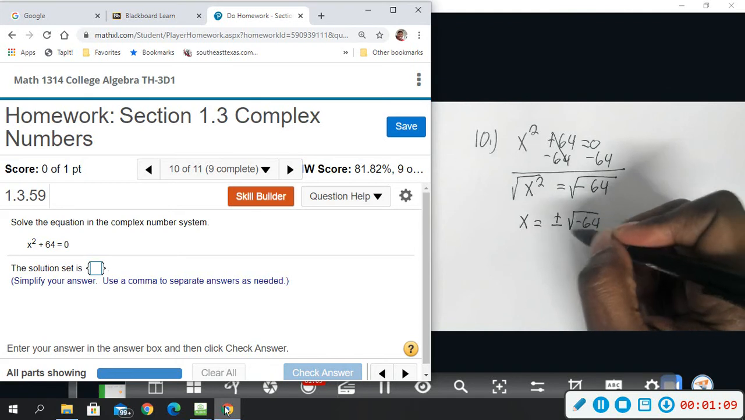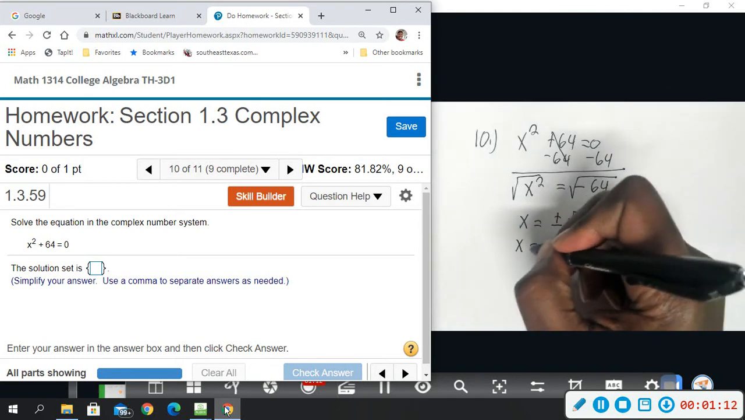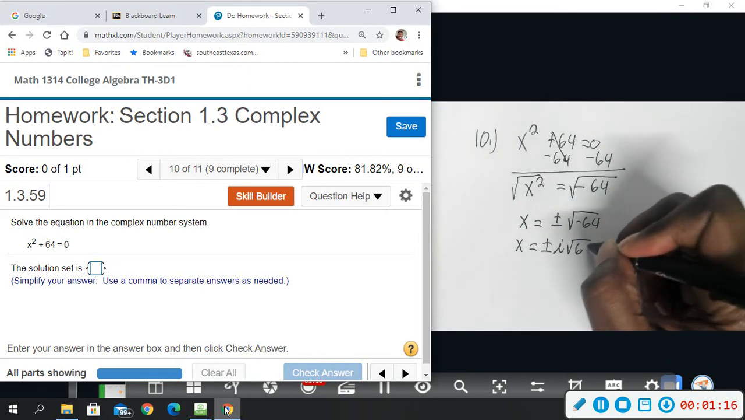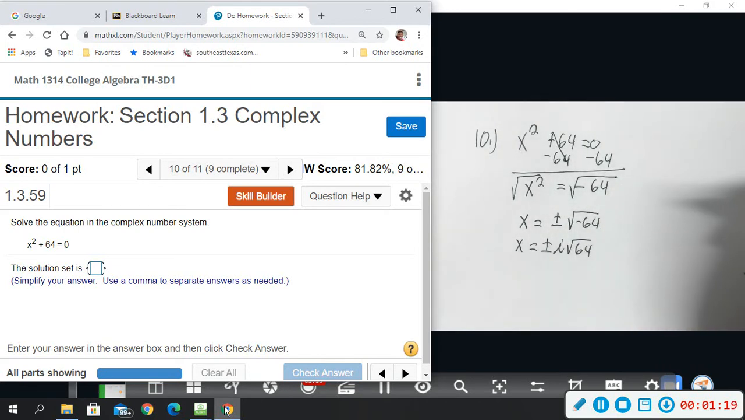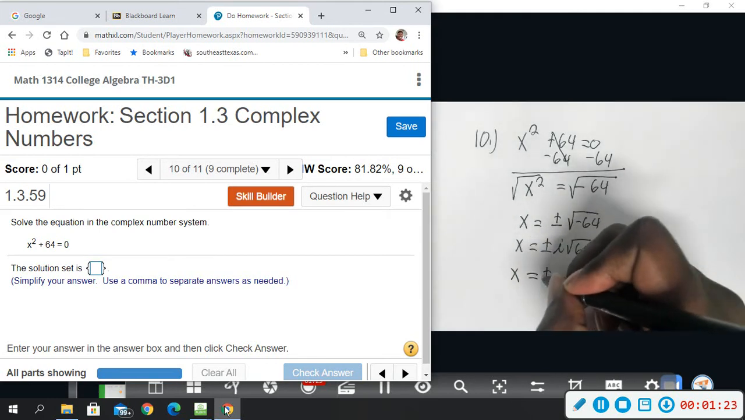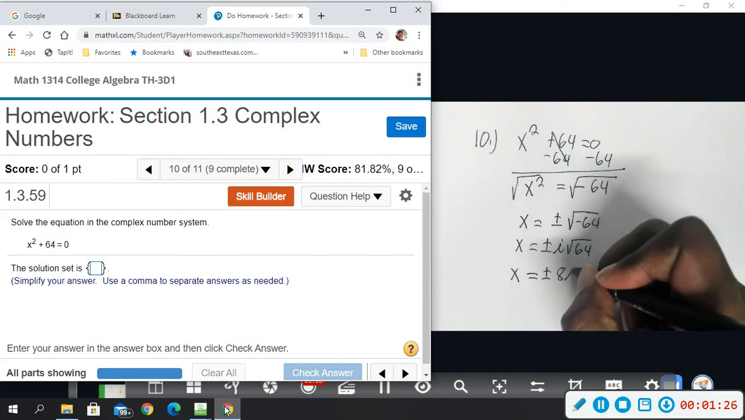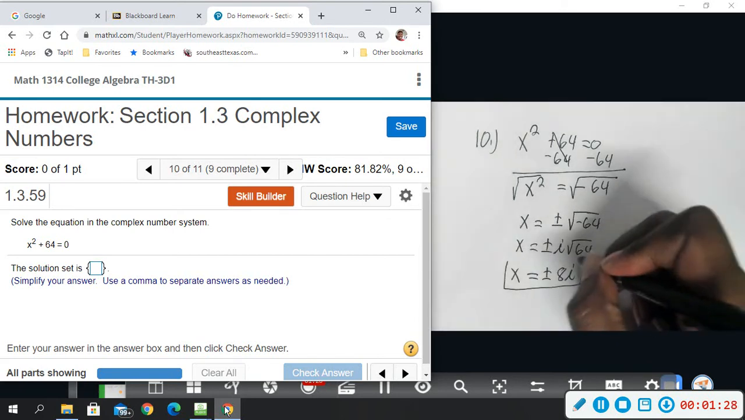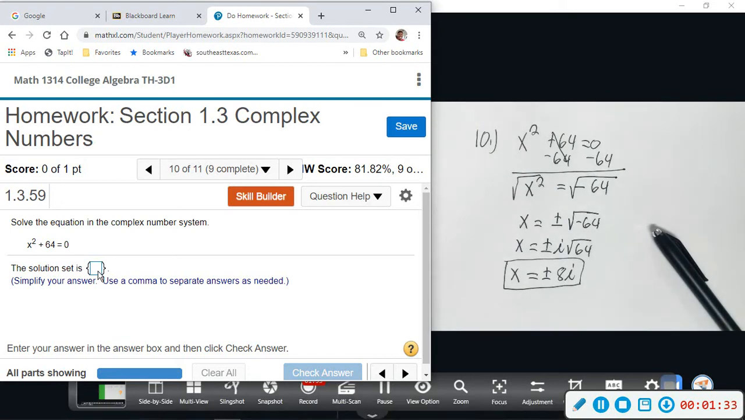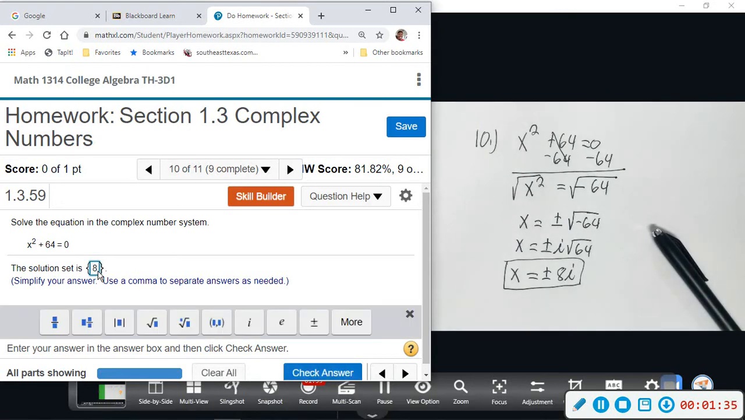Because of the negative, we're going to pull out an i. Positive or negative i square root of 64. And then the square root of 64 is 8. So the final answer is positive or negative 8i. So you get positive 8i and negative 8i. Use the positive or negative button and then just type 8i, or you can type them and separate them with a comma.